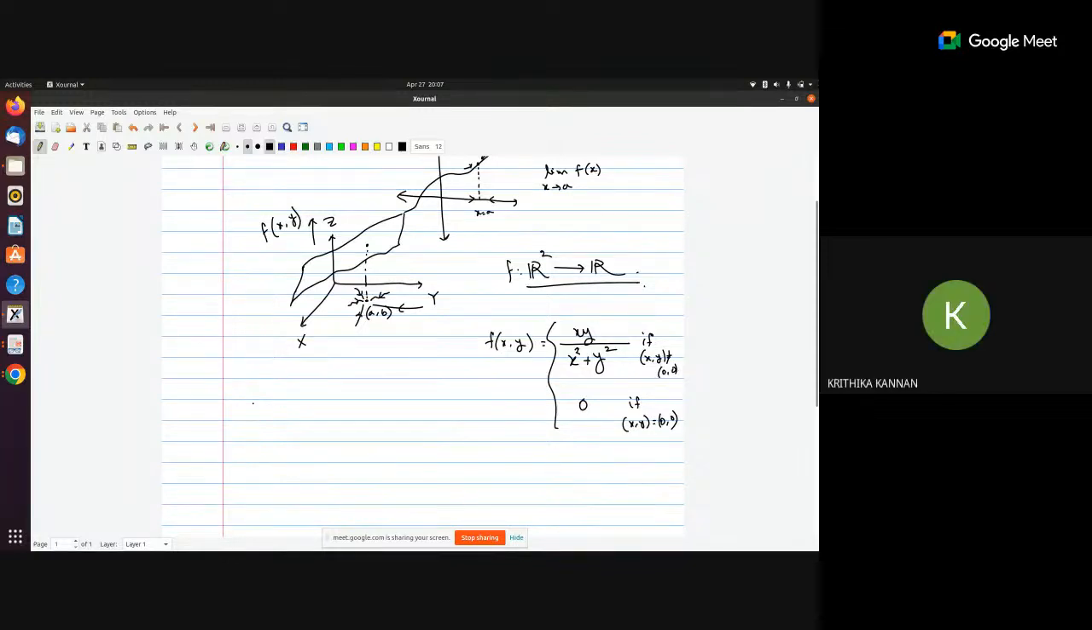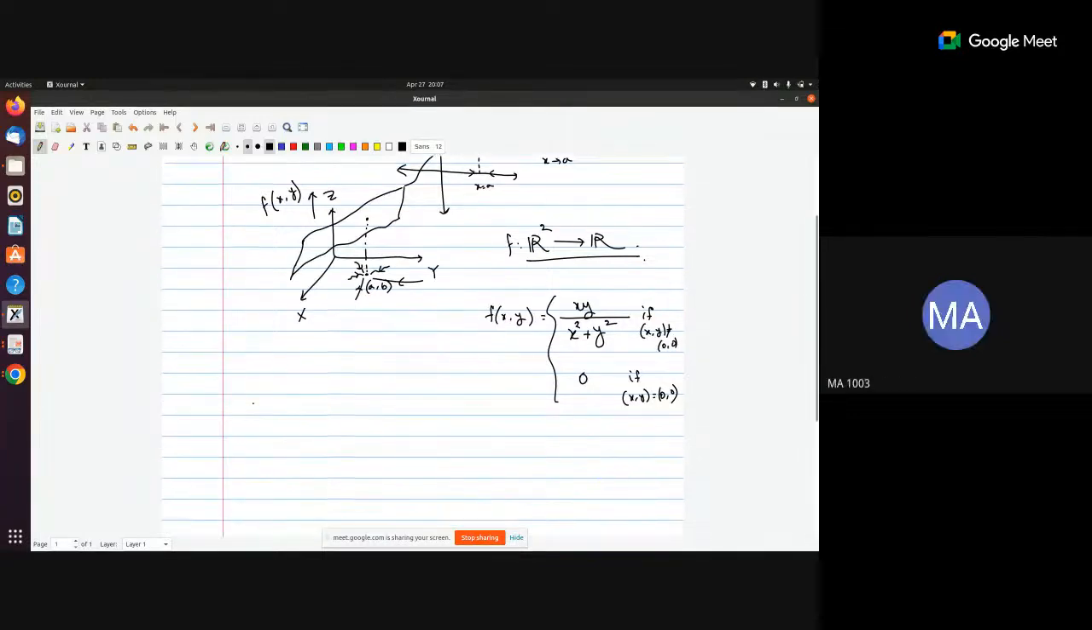We can use y equal to mx, and then we can find the limit along that line. That is dependent on the slope. So basically, the point (a, b) is our (0, 0). What I have understood, particularly in this course, is that if the limit exists, then it should actually be f(a, b). Otherwise, you are essentially trying to prove that it doesn't exist.